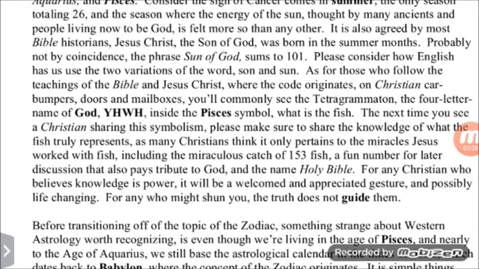Probably not by coincidence, the phrase Son of God sums to 101. Please consider how English has us use the two variations of the word sun and son. As for those who follow the teachings of the Bible and Jesus Christ, where the code originates, on Christian car bumpers, doors, and mailboxes, you'll commonly see the tetragrammaton, the four-letter name of God, Yahweh, inside the Pisces symbol.